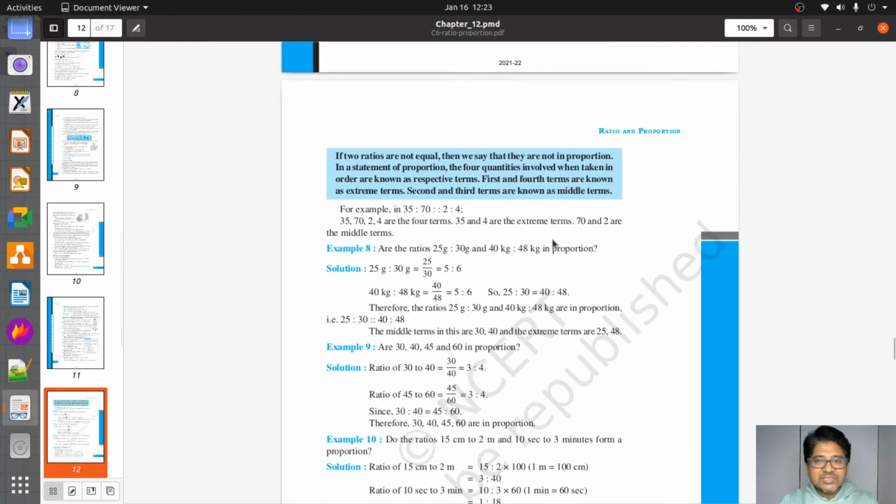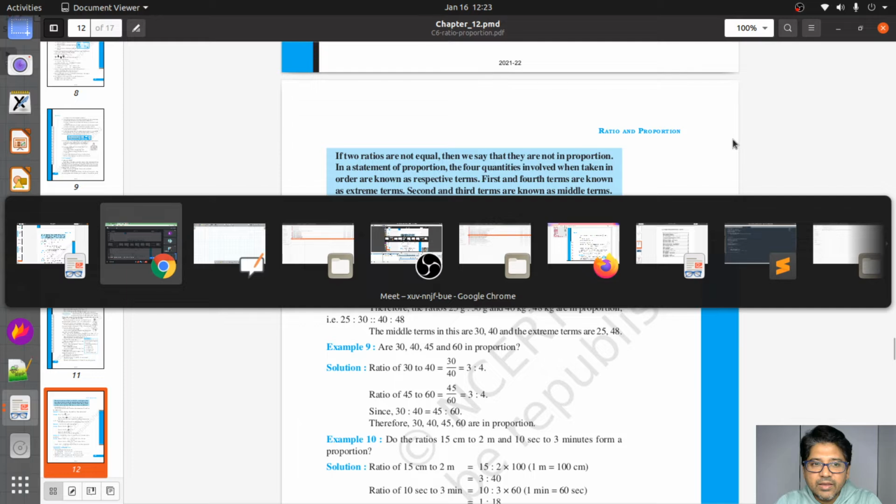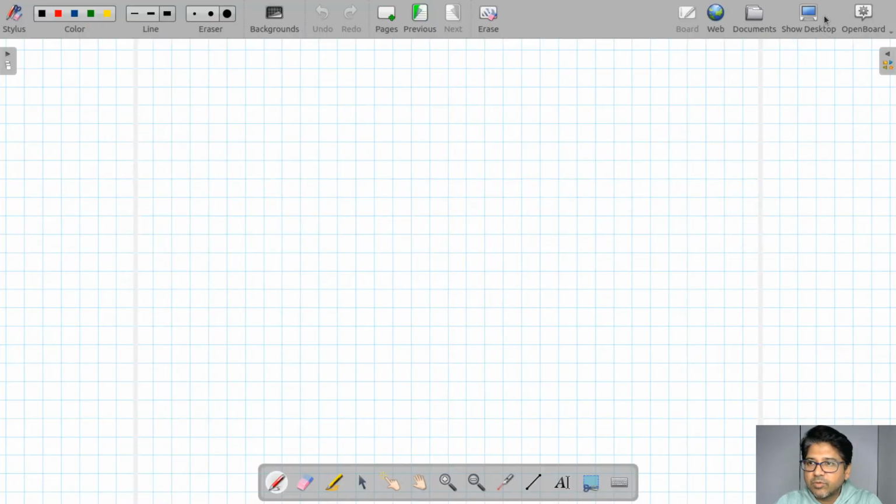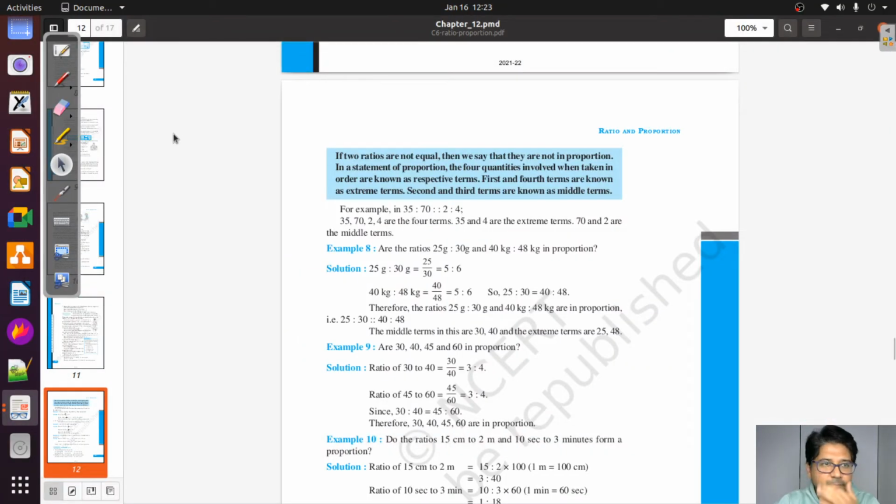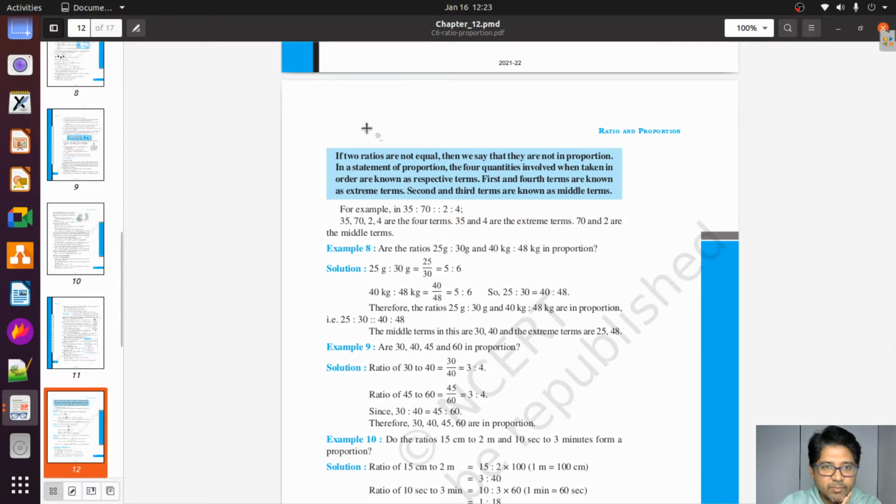You can also understand this now. What does the theorem say? The book has some highlights. Let's understand what the highlights are. It says that if two ratios are equal, then we say they are in proportion, which we already discussed. Now, in a statement of proportion, what is the statement?